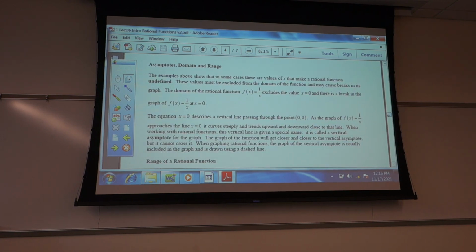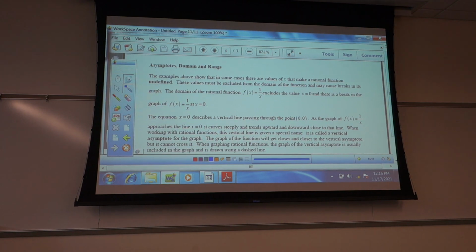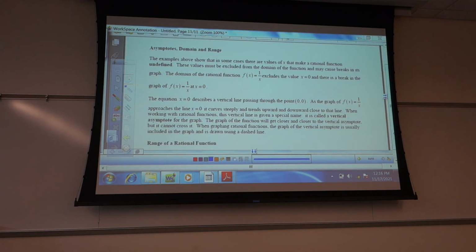All right, so asymptotes. The examples above show that in some cases there are values of x that make a rational function undefined. They're excluded from the domain and may cause breaks in the graph. So for example, the first one we saw, f of x equals 1 over x, excludes the value x equals 0. Right, x can't equal 0. That's the first one we found. What we call that dotted line that it gets closer and closer to and can never, ever touch, we call that an asymptote.